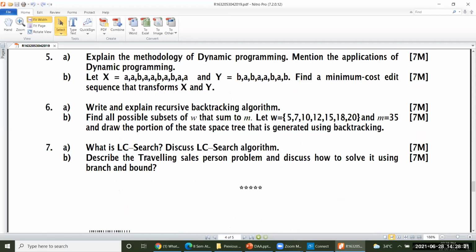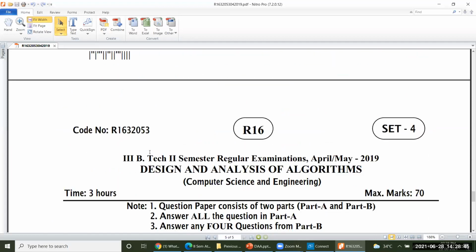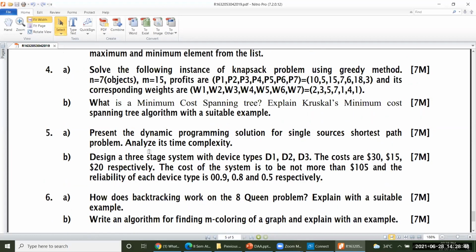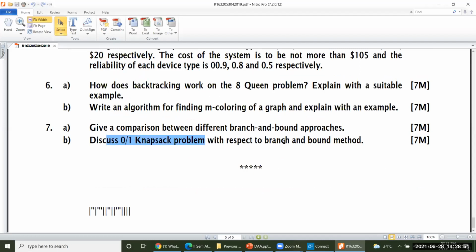Next question paper. So least cost search, discuss the least cost search algorithm and describe the traveling salesman problem and discuss how this particular problem is solved. You can take whichever you like here. Normally LC is very easy when compared to FIFO and LIFO. Then, you can see 0/1 knapsack with respect to branch and bound method. Okay? Give comparisons between branch and bound approaches. Different branch and bound approaches, FIFO, LIFO and LC.